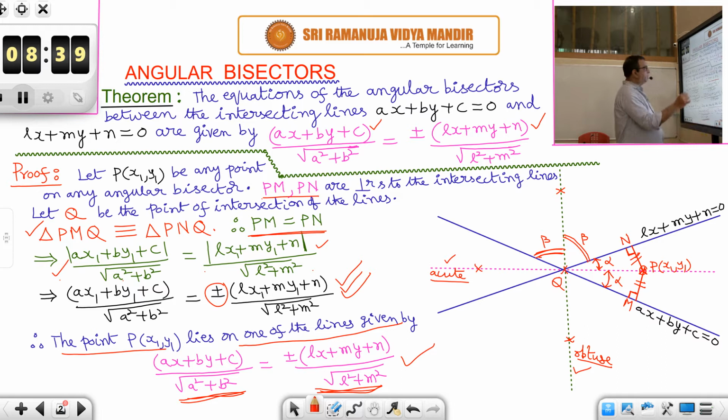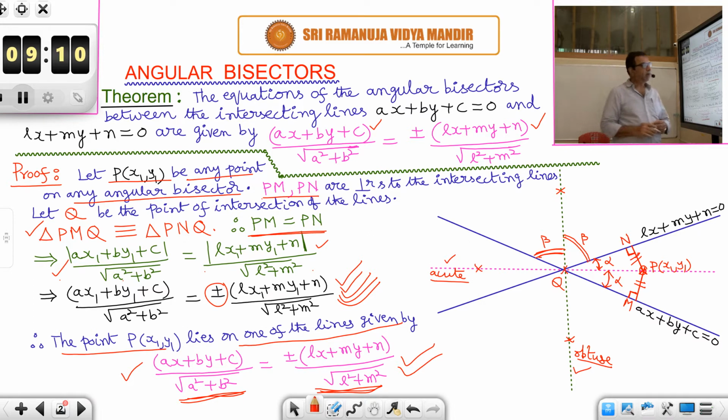But P(x1, y1), where did we start from? Let P(x1, y1) be any point on any angular bisector. That means any point on any of the two angular bisectors always satisfies this condition. This condition means it lies on these lines. Therefore, these equations are the equations of the two angular bisectors between the two given intersecting lines.